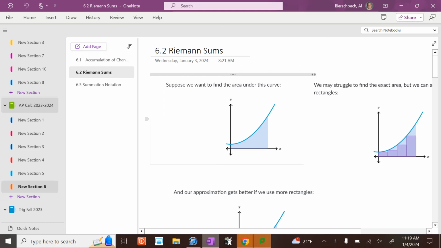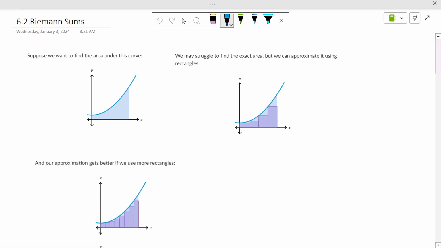Ones where we put them into the summation formula, I even struggle with that, and I've been teaching the class for at least 10 years. So that's where you really have to pay attention, because I'm getting just a little bit better on that. Okay, so here's Riemann sum.